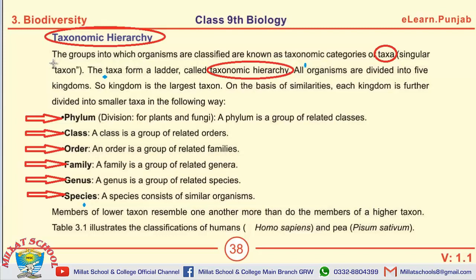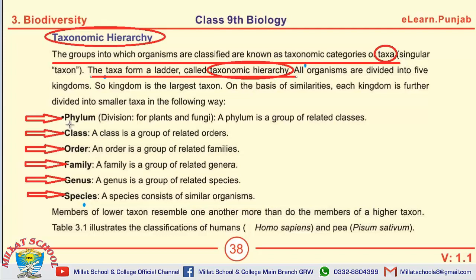Define taxa. The groups into which organisms are classified are known as taxonomic categories or taxa. And the other short question is the definition of taxonomic hierarchy. The taxa form a ladder called taxonomic hierarchy.